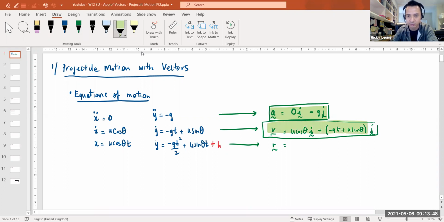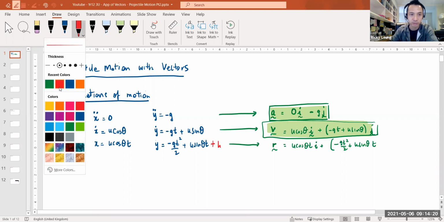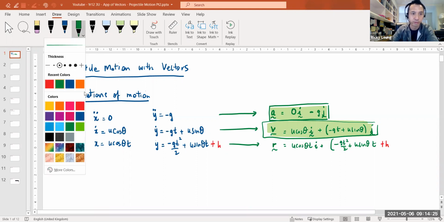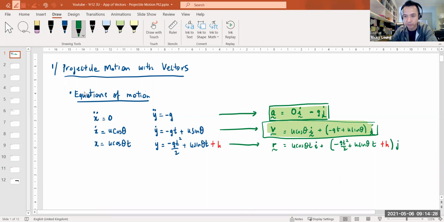In fact, it gives pretty neat questions because they can just give you V or A or R quite simply, while previously they had to give you two sets of parametric equations. So that's V and that's R. R will be u cos theta t i plus, in brackets, minus g t squared on 2 plus u sine theta t j. And once again, I will use red to illustrate that there can be formulae with h in the j component.